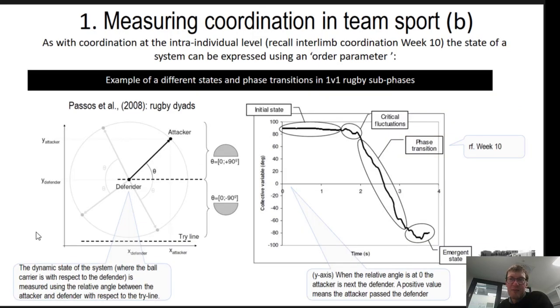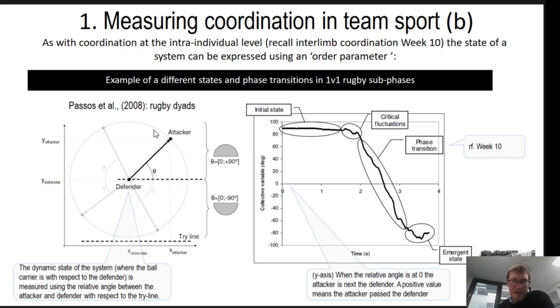Okay, so this figure here presents this in terms of data. If we were to try to measure the players and have a measurement that indicates what their state is, the measure that these researchers used was something they call a collective variable or order parameter. And it was the angle between an attacker and a defender relative to the try line, right? So you'd have a positive 90-degree angle here between the attacker and defender if the attacker was immediately in front of the defender and the defender was between the attacker and the try line.